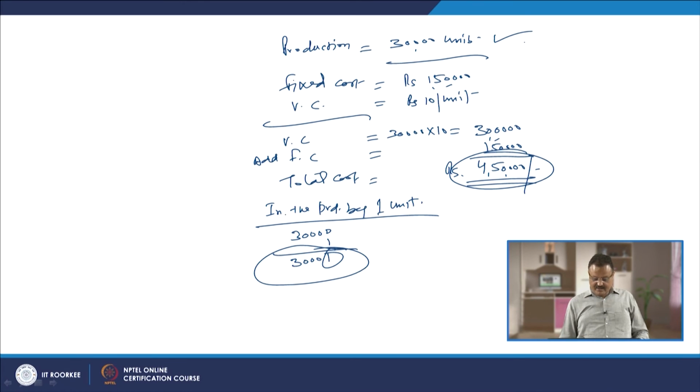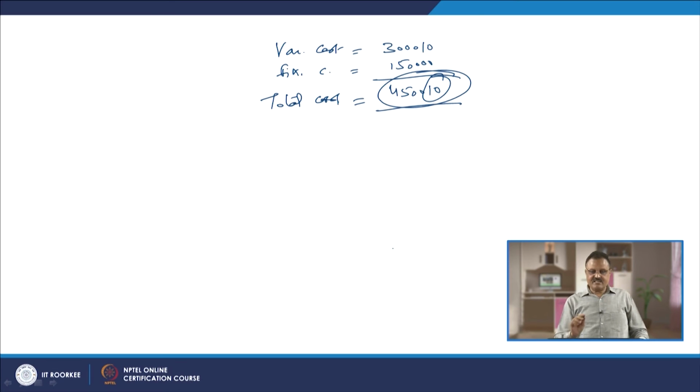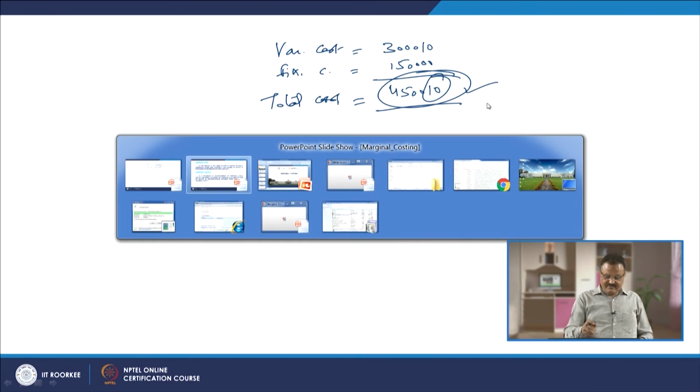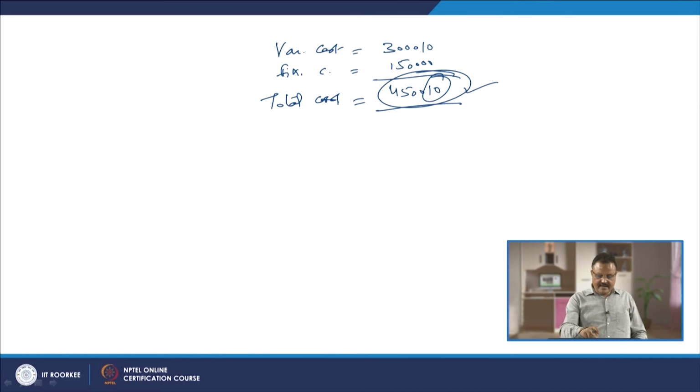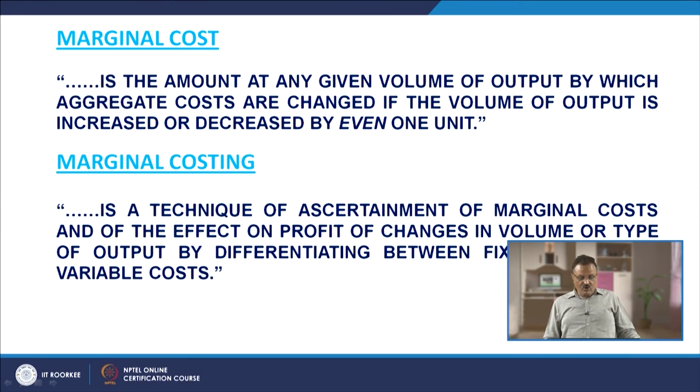Earlier we were producing 30,000, now we are producing 30,001 units, and because of that your fixed cost has remained fixed, that is 150,000. Your variable cost only has changed from the 3 lakh to 3,10,000 rupees, and the total cost has become 4,50,010 rupees. So this increase in the cost, what is written here? It is the amount at any given volume of output by which aggregate costs are changed if the volume of output is increased or decreased by even 1 unit. And that is what we did.